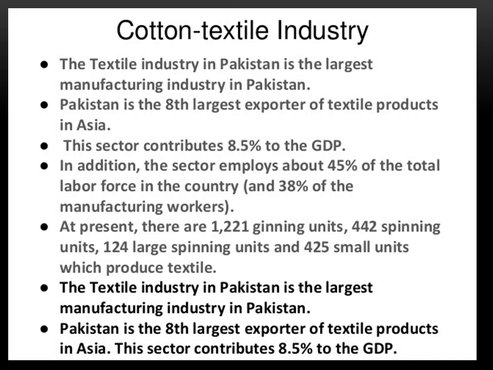In addition, the sector employs about 45% of the total labor force in the country, and at present there are 1,221 ginning units, 442 spinning units, 124 large spinning units, and 425 small units which produce textiles. The textile industry is the largest manufacturing industry in Pakistan, and Pakistan is the eighth largest exporter of textile products in Asia. This sector contributes 8.5% of the GDP of Pakistan.